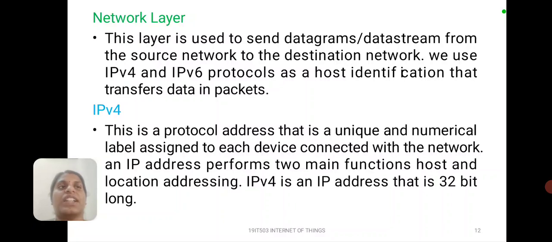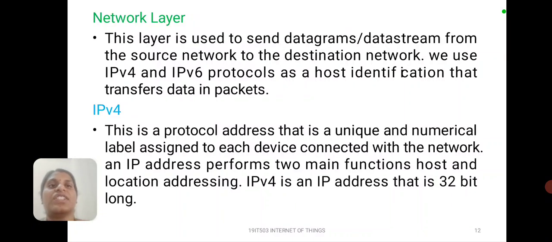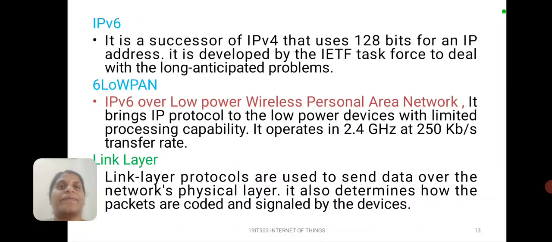Network layer: it is used to send datagrams or data streams from the source network to the destination network. We use the IPv4 protocol as a host identification that transfers the data in packets. IPv4 is a protocol address that uses a unique numerical label assigned to each device connected to the network. An IP address performs two main functions: host and local addressing. IPv4 is an IP address that is 32 bits long. IPv6 is a successor of IPv4 that uses 128 bits for an IP address. It was developed by the IETF task force to deal with the long anticipated problems.